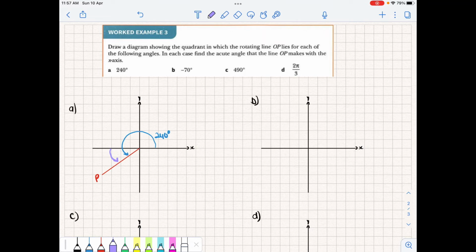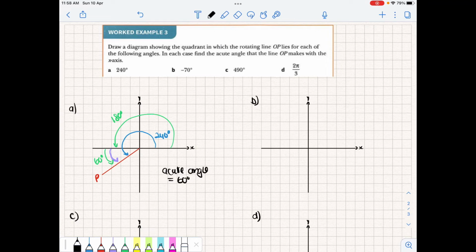So intuitively, if it takes us 180 degrees to get from here to here, that's 180 degrees of my 240, then there must be 60 degrees left over to get from the negative x-axis to the line. And so the acute angle, 240 degrees, can be rewritten as 60 degrees. So our acute angle here is equal to 60 degrees.